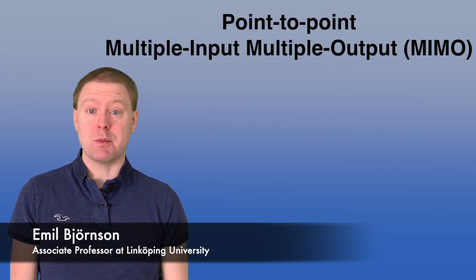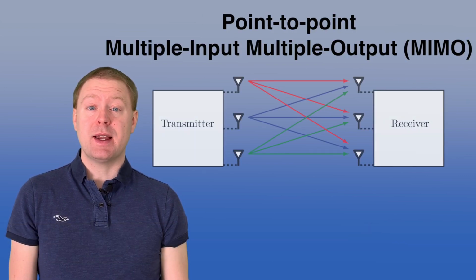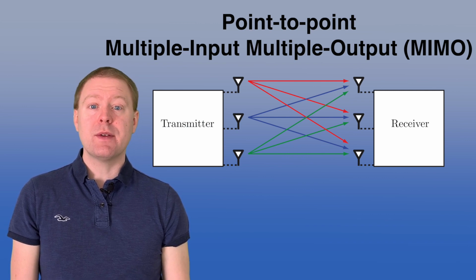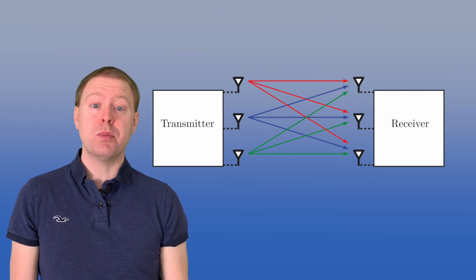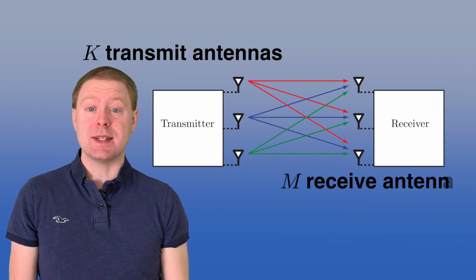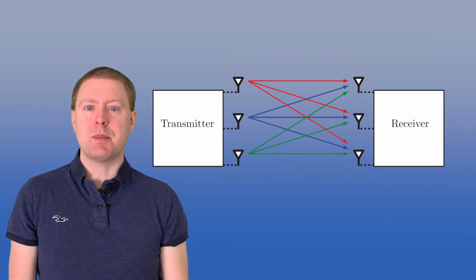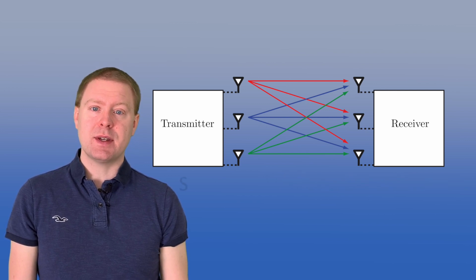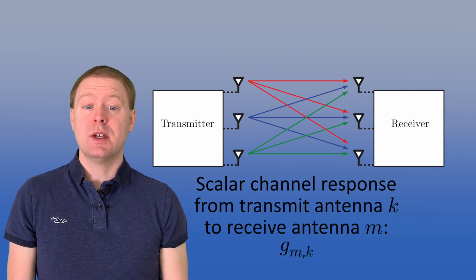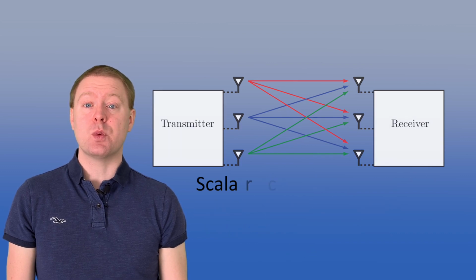We will now talk about the capacity of point-to-point MIMO channels, where we have multiple antennas at both the transmitter and the receiver, while in the previous video we were only having multiple antennas at one of these two points. So we have K transmit antennas and M receive antennas. That means that between each transmit antenna and receive antenna we have a scalar value that is describing the channel, G_mk, from the kth transmit antenna to the mth receive antenna.